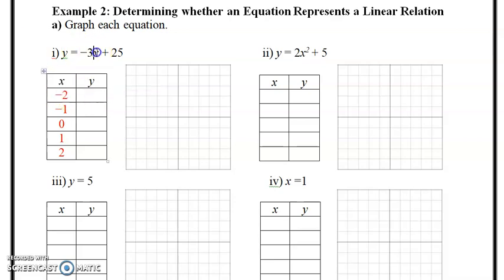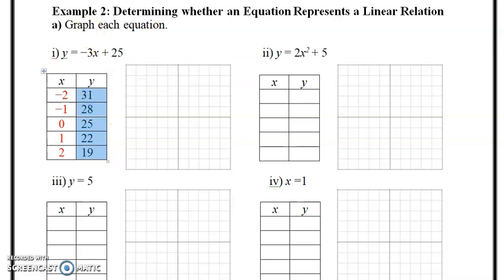If I put a negative 2 in here, negative 2 times negative 3 is 6. 6 plus 25 is 31. So I'm substituting the x value and calculating the y. If I put negative 1 in there, I get negative 1 times negative 3, I get 3. 3 plus 25 is 28. If I put 0 in there, it's obviously 25. 0 times negative 3 is 0 plus 25. If I put 1 in there, I get negative 3. Negative 3 plus 25 is 22. If I put 2 in there, I get negative 6. Negative 6 plus 25 is 19.